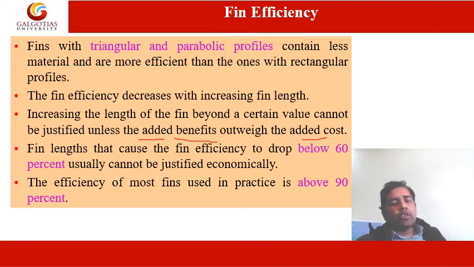Then a fin length that causes the efficiency to drop below 60% usually cannot be justified economically. So if the efficiency is more than 60%, then we can increase the length. But as soon as the efficiency drops below 60%, it cannot be justified economically. The application of the fin cannot be justified, and then we have to look for other methods of heat transfer.